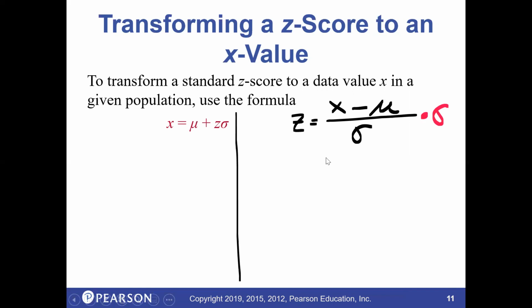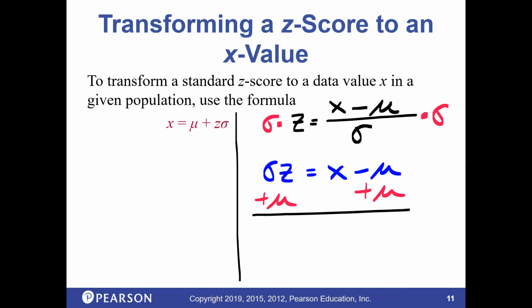Multiply both sides by standard deviation. Perfect, because you want to cancel off the standard deviation on the right-hand side. So leftovers are x minus mu. Next, add the mu to both sides, and then you get x by itself. So now it's mu plus standard deviation times z equal to x, and then we're going to flip it around.